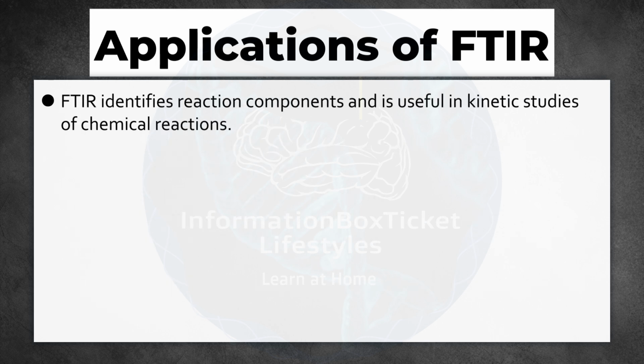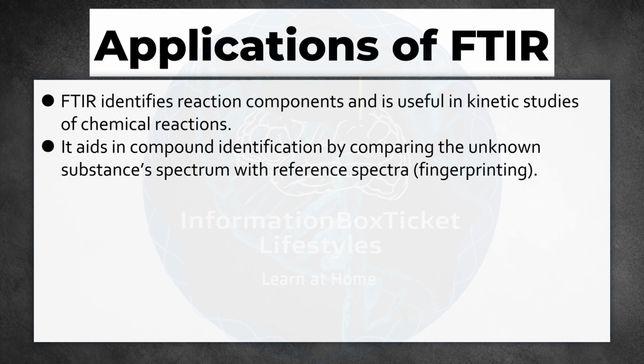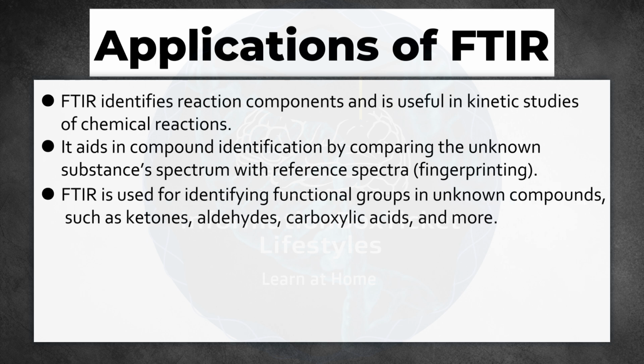FTIR identifies reaction components and is useful in kinetic studies of chemical reactions. It aids in compound identification by comparing the unknown substance's spectrum with reference spectra. Fingerprinting. FTIR is used for identifying functional groups in unknown compounds, such as ketones, aldehydes, carboxylic acids, and more.